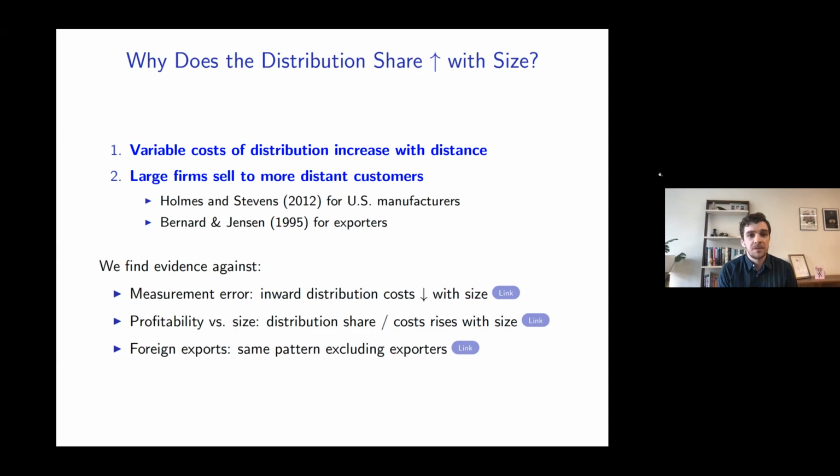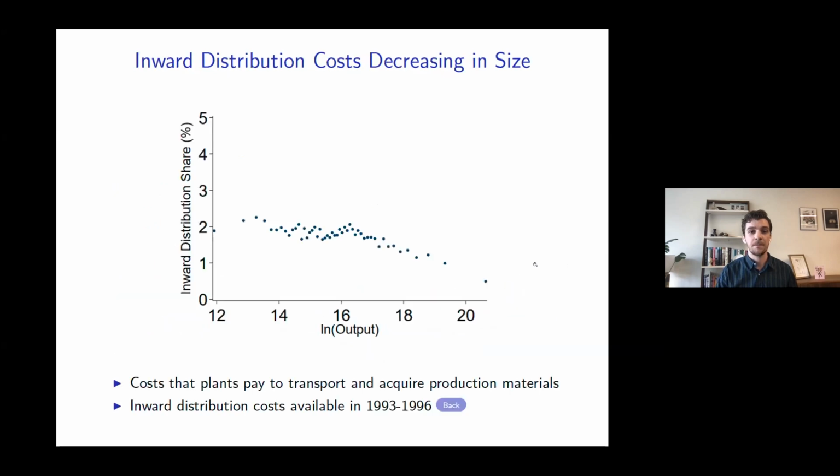Now, we do consider some of the other major concerns or alternative stories that might be relevant here. One is simply that this could be due to measurement error. Maybe small plants have worse bookkeeping, and that would introduce a systematic bias. But what's nice is that we're able to look at a measure of inward distribution costs as a share of sales. That's basically how much plants spend on acquiring their material inputs. And we can look at the relationship between that and size. I can actually click on it here. You can see that that's actually decreasing with plant size, in contrast with the outward distribution share of sales.